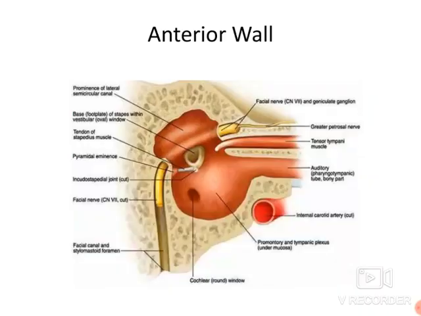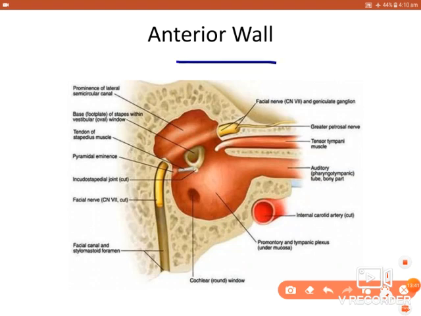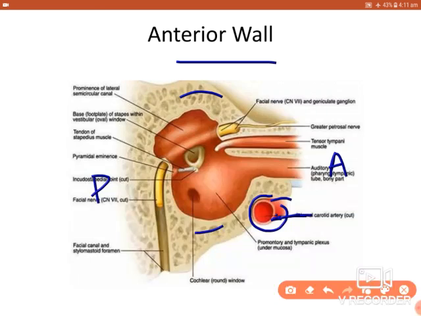Then comes the anterior wall. Here is the anterior wall, this is the posterior wall, this is the roof, and this is the floor. The anterior wall is related to one artery, the internal carotid artery, which is in the carotid canal. The internal carotid artery enters the middle cranial fossa through the carotid canal. The posterior wall of this carotid canal forms the anterior wall of this middle ear.